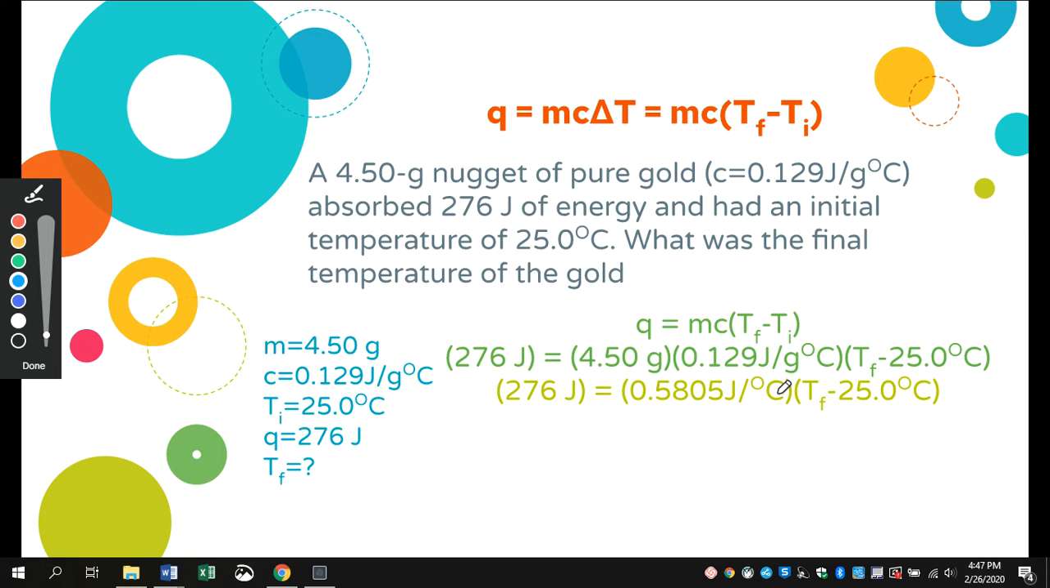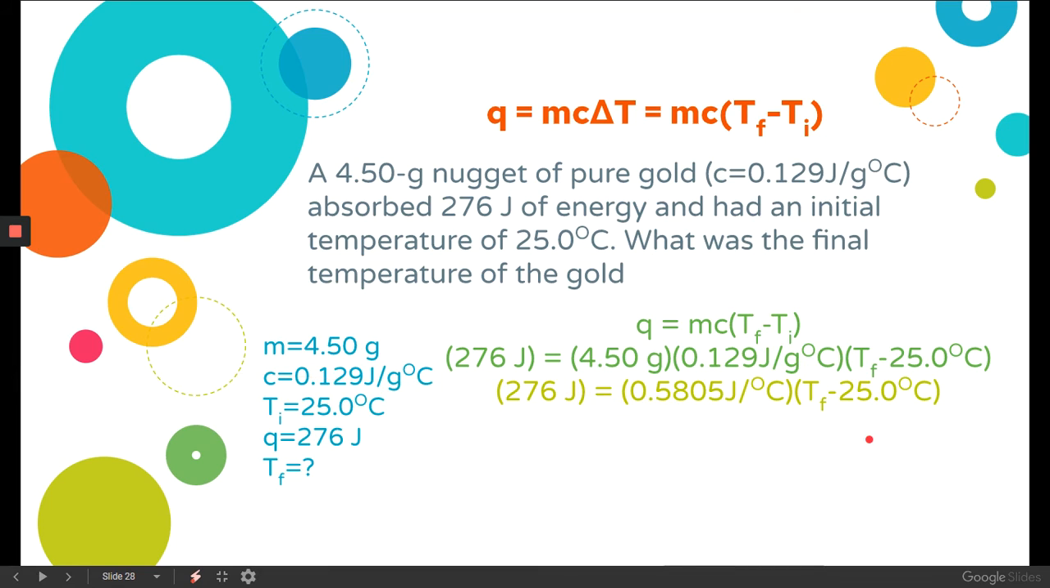So I'm going to have to dig into my algebra brain for chemistry class and look at this and realize I can distribute this number to both my final temperature and my initial temperature. That way I have two numbers that I can work with. So that's what I did here in the next line in orange.